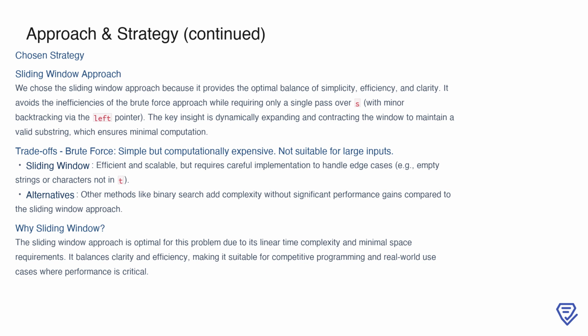However, like any method, there are trade-offs to consider. While brute force is simple, it is too slow for large inputs. Sliding window, on the other hand, is efficient but requires careful handling of edge cases, such as empty strings or characters in T that are missing from S. Ultimately, sliding window is the best choice due to its linear time complexity and minimal space usage, making it highly suitable for competitive programming and real-world applications where performance is a priority.